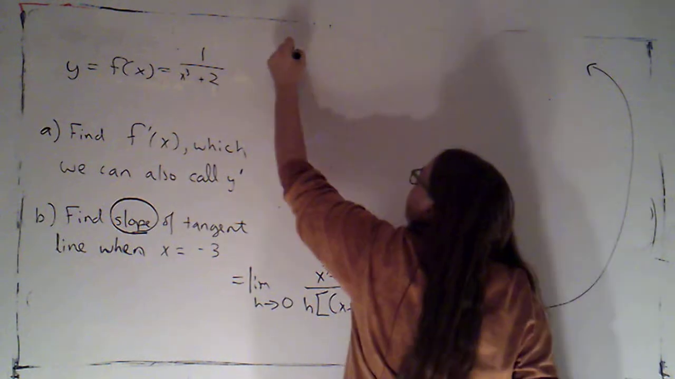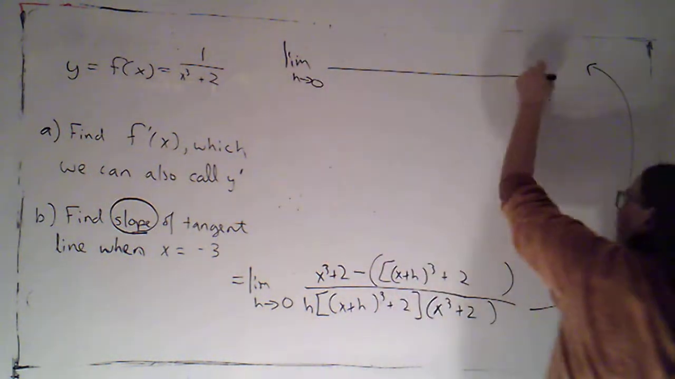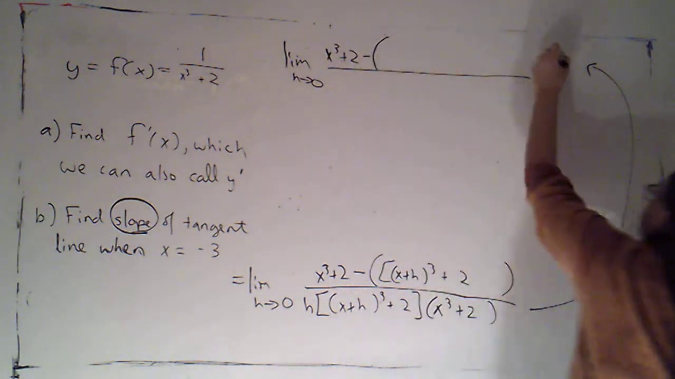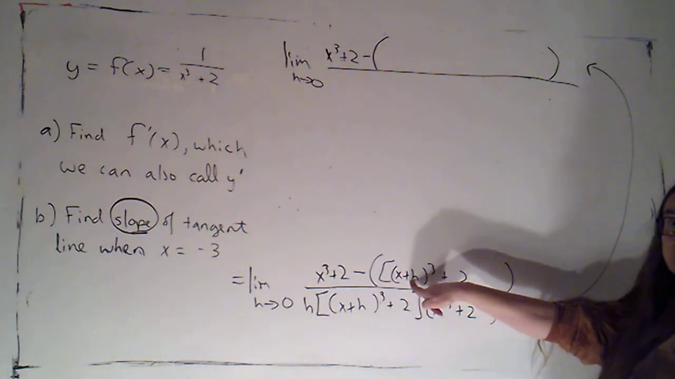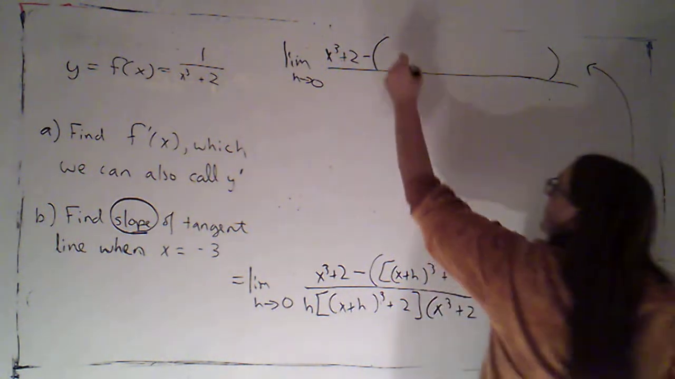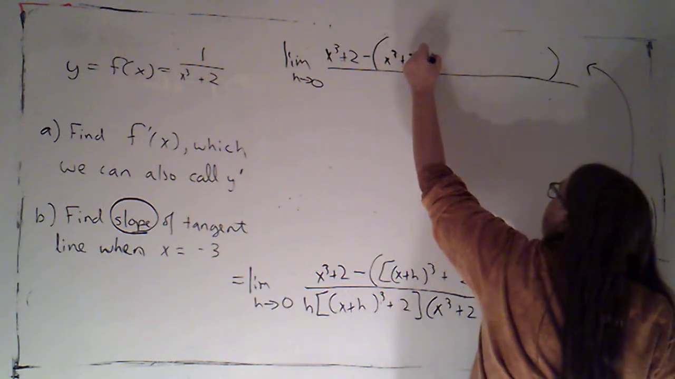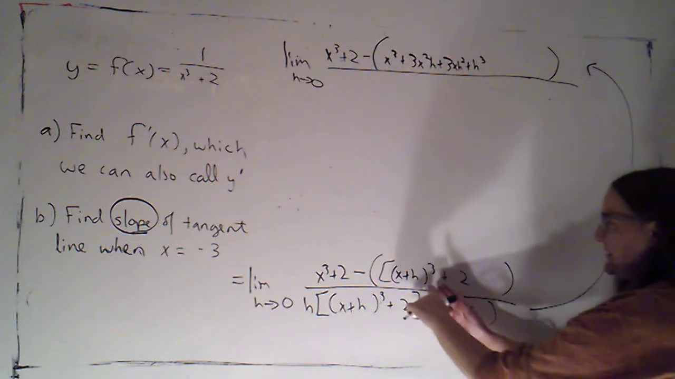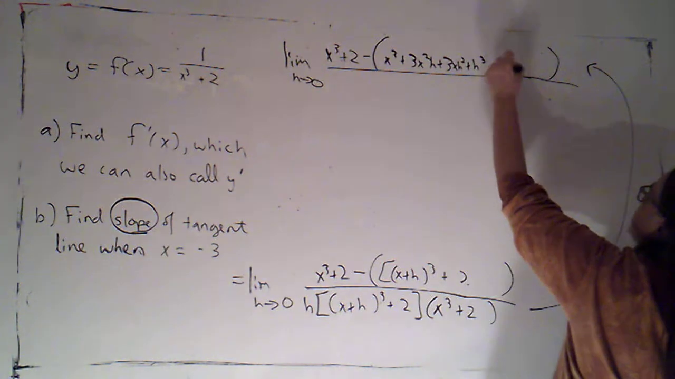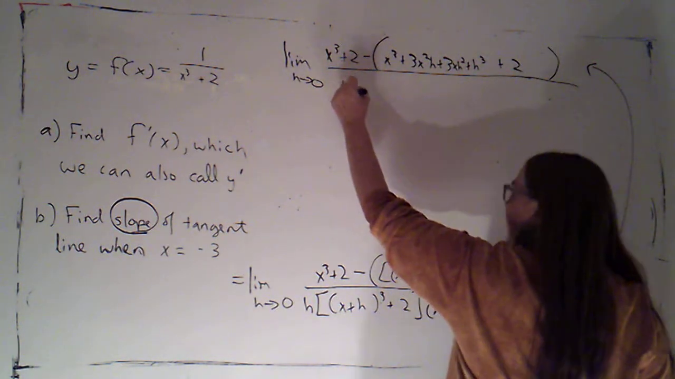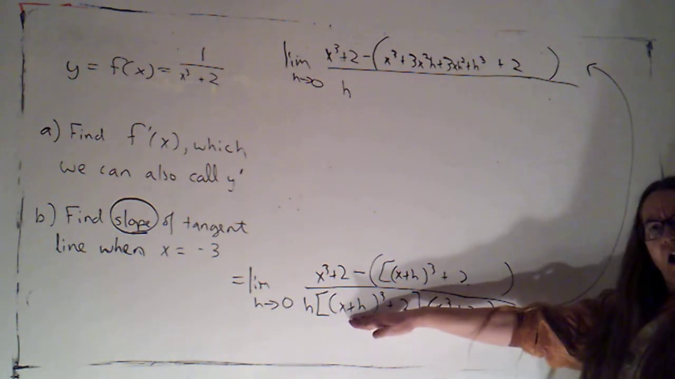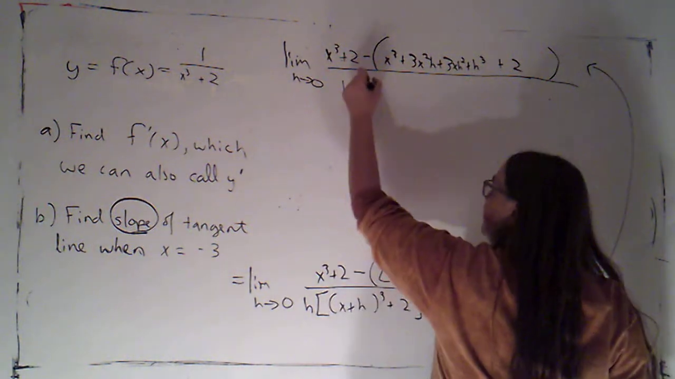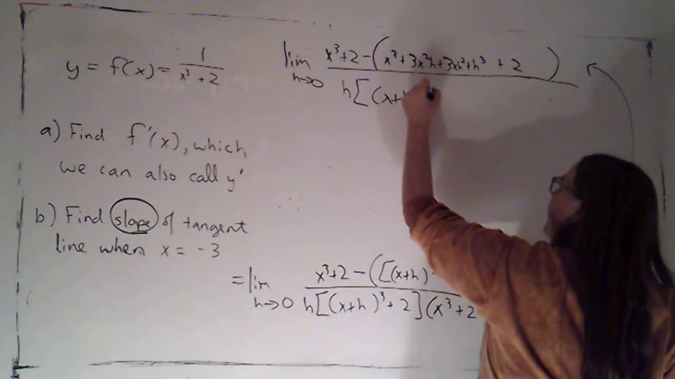So it's the limit as h goes to 0 of x cubed plus 2 minus, in parentheses, and I'm just going to substitute in what (x plus h) cubed was. We just saw that was x cubed plus 3x squared h plus 3xh squared plus h cubed. That's this part right here. And then the plus 2. And that's all over h times, here I'm actually going to just keep that as (x plus h) cubed plus 2. Because here I don't really need to do any more simplifying with that part of things.